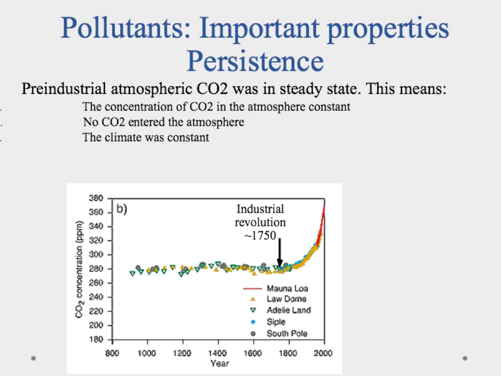Okay, so just sort of to review and think about this, pre-industrial atmospheric carbon dioxide was in steady state, and pre-industrial is this period of the figure right here, the Industrial Revolution being here, and then after that we've got CO2 increasing. So when we say that it's in steady state, this means either A, the concentration of CO2 in the atmosphere was constant, or B, no carbon dioxide entered the atmosphere, or C, the climate was constant? So you can pause and think about which one of these answers you feel is correct.